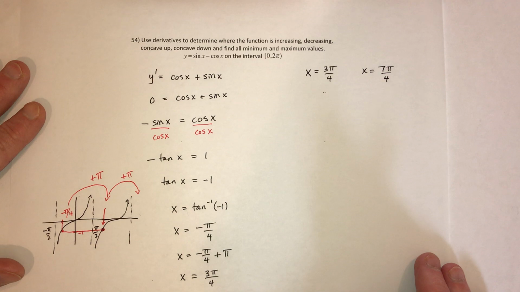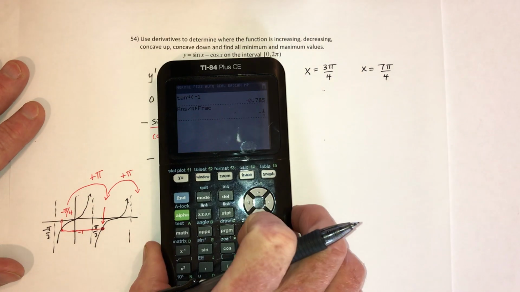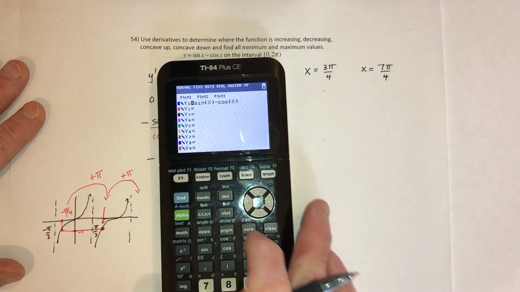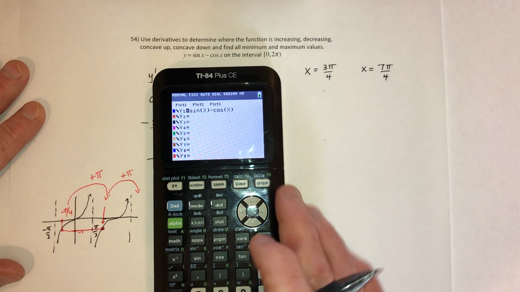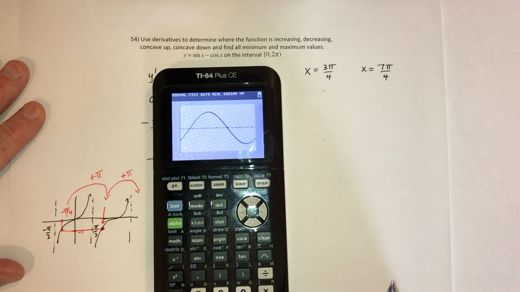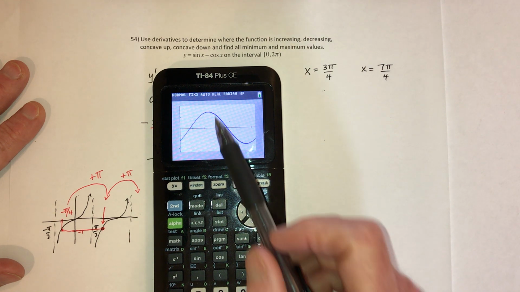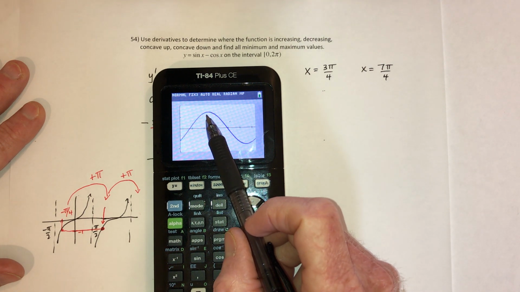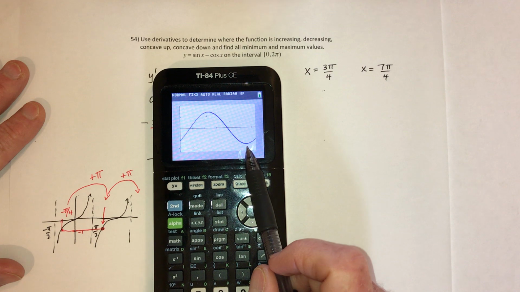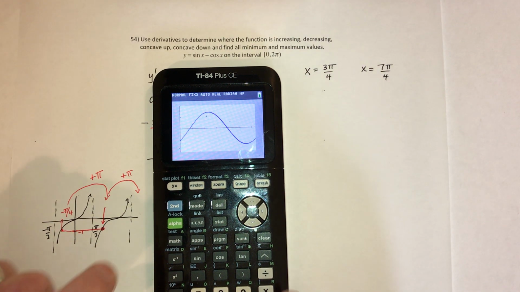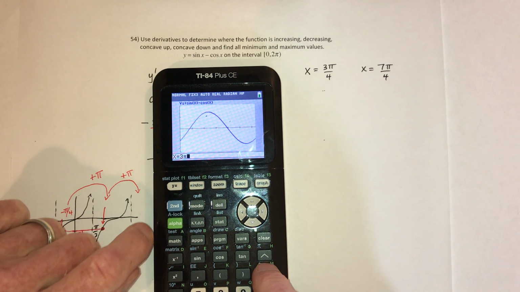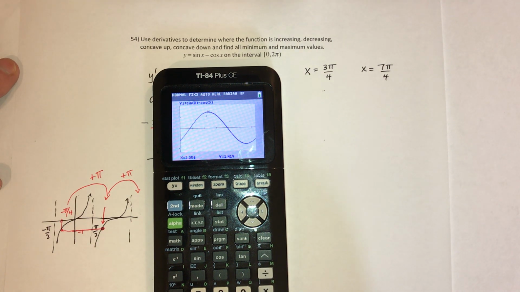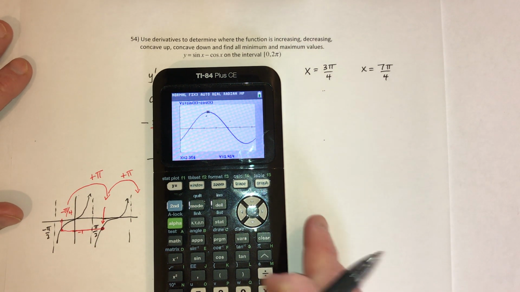And then let's take a look at the graph and see if that looks right. So y equals the original function, sine of x minus cosine of x. I have the window set up from 0 to 2 pi. And it looks like there's one answer right there where the derivative equals 0 and one right there. Let's see if I got it right. So 3 pi over 4, yes, that's actually a maximum.